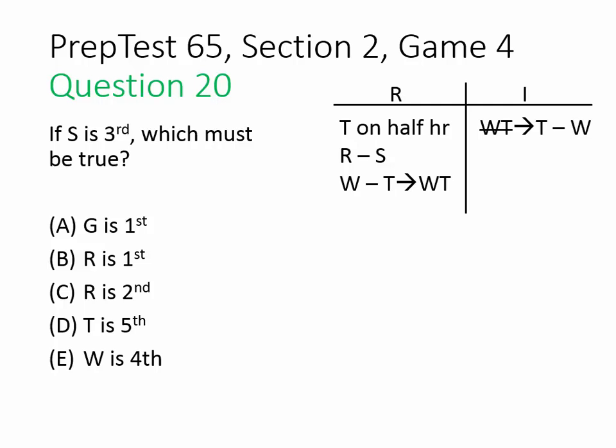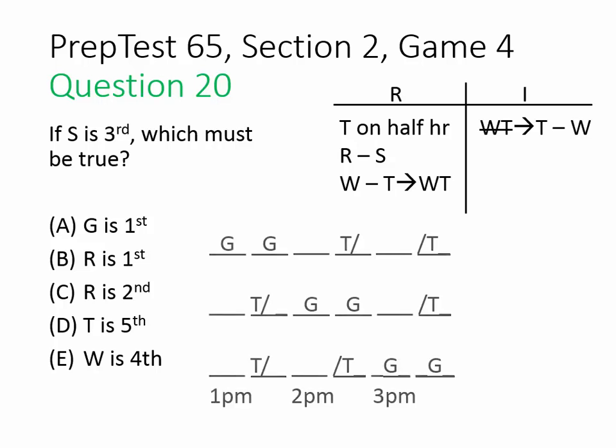Prep test 65, game number 4, question 20 asks, if S is the third program, which must be true? So we have our rules and inferences. Let's get our limited options up, and let's go ahead and plug S in as the third program in each. So remember, this is one program, 2 and 3, S.